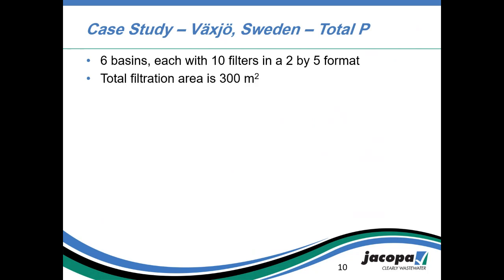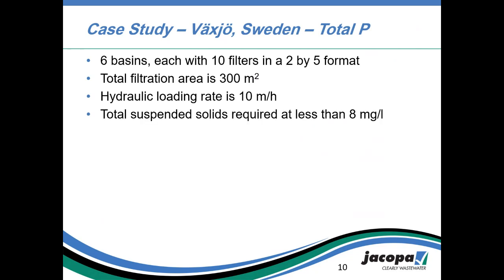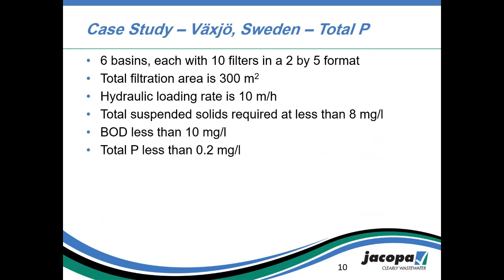That gives us a total filtration of 300 meters squared, and if you remember from the previous slide, the flow rate is 3,000 meters cube per hour, so that gives you a hydraulic loading rate of 10 meters per hour at maximum flow. In this particular case, we were looking for suspended solids of less than 8 milligrams, BOD of less than 10, and a total P of less than 0.2. So tough, not ever so tough, but pretty tough standards, and something quite interesting to go for.